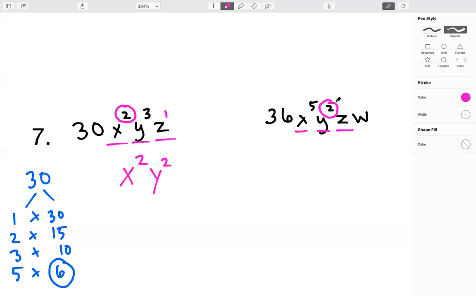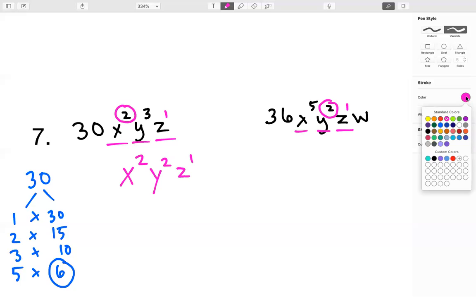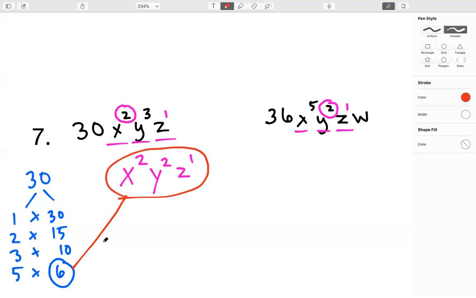And then z to the 1, z to the 1. Powers are the same, so I'm going to take z to the 1. And I don't need to write the 1, but just so you know it is there. And w is not in common, so I'm not going to include w in my GCF. Now all I have to do, folks, is take the GCF of the variables and then the GCF of the number right here and combine them. For my full GCF, drum roll please, that is 6x squared y squared z.